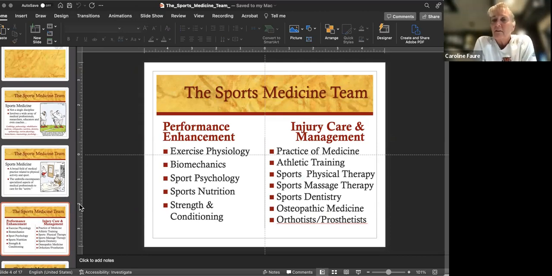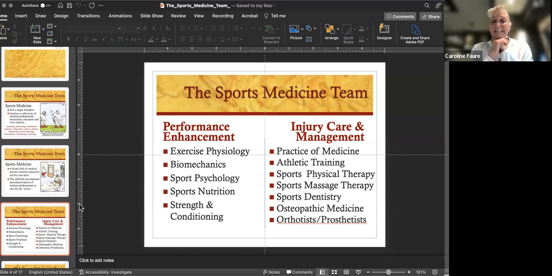The one on the right there, the injury care and management, those are the ones that you are really familiar with, right? The athletic trainers, the physicians, the physical therapists, the massage therapists, those people who are there to help the athlete deal with injuries when they occur, or maybe work on the preventative side to prevent injuries from occurring in the first place.